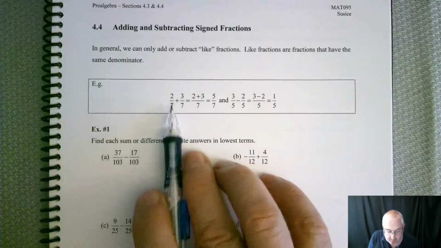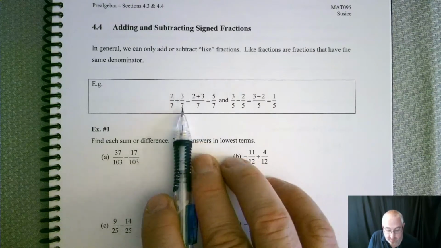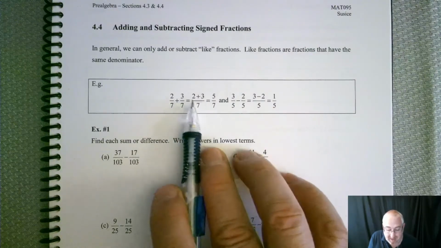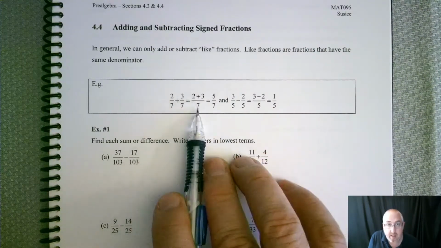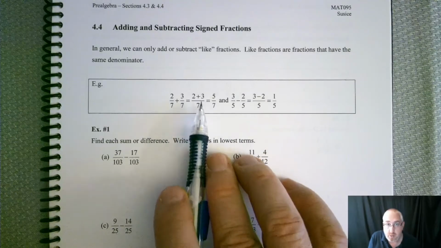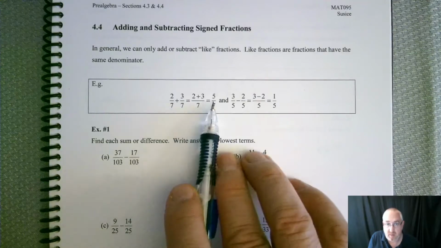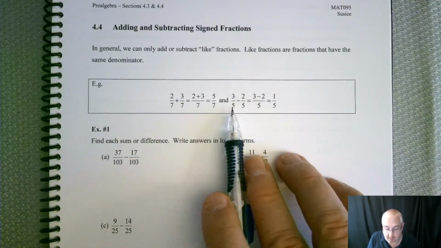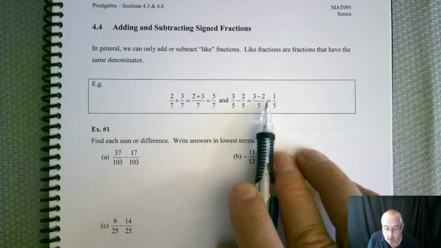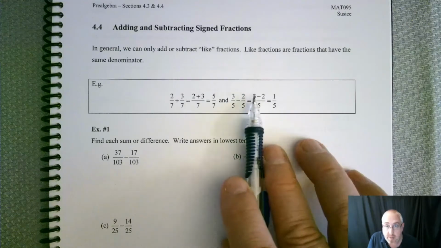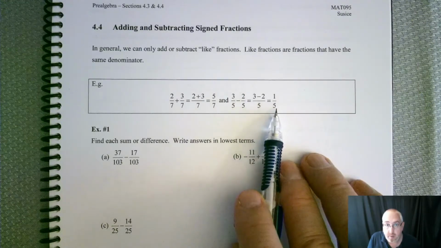So take, for example, if we got 2/7 plus 3/7. All you're doing is adding the tops. You do not add the bottoms. So that would give you 5/7. So 2/7 plus 3/7 is 5/7. Likewise, if we're subtracting 3/5 minus 2/5, all you're doing is subtracting the tops, and you end up with 1/5.